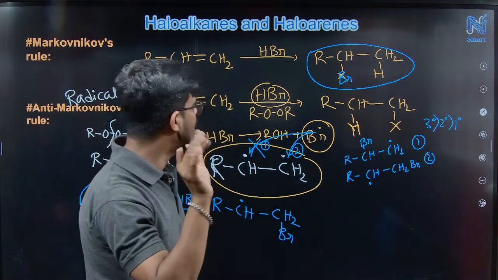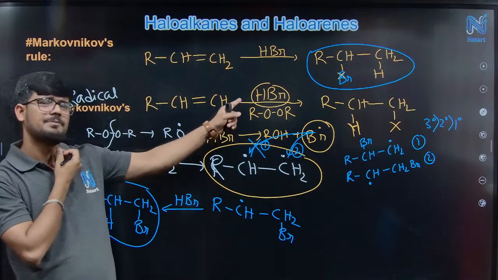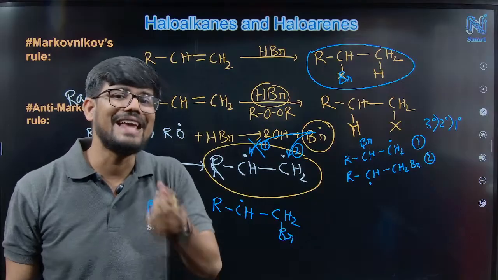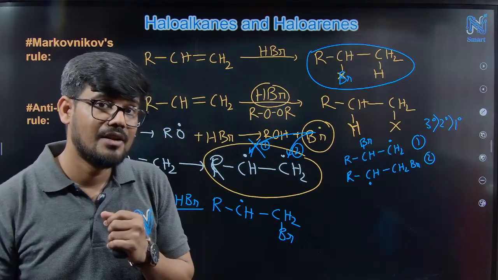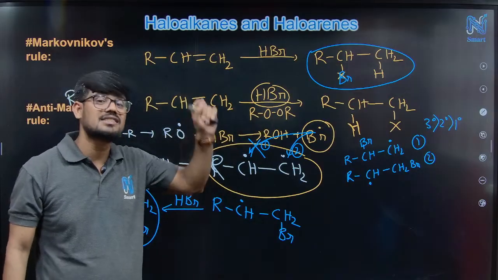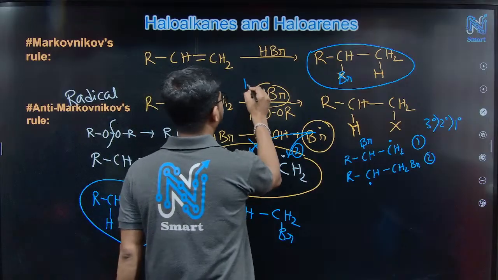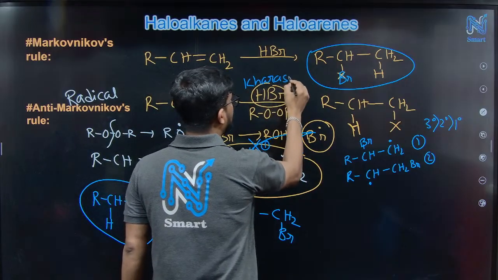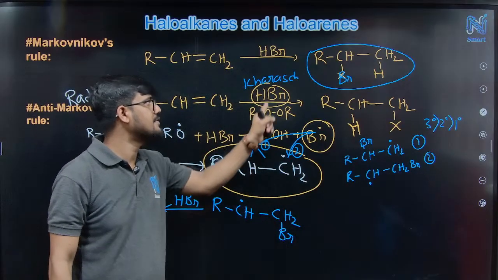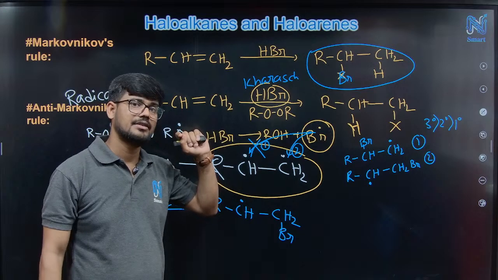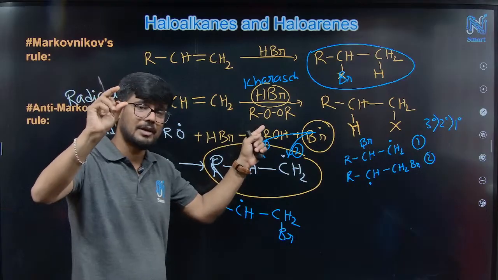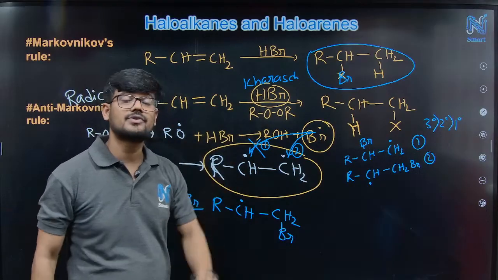Now you can question me, sir, why are you specifically writing HBr? Why are we not writing HX here, meaning HCl? Can we write HCl here? No. This peroxide effect has a proper term called the Kharasch effect. It is observed only in the presence of HBr and peroxide. Now peroxide you can vary, H2O2 or something else. Peroxide must be there, but only in the presence of HBr.